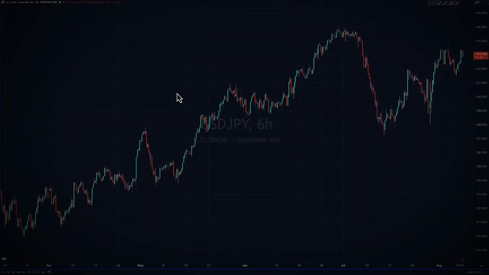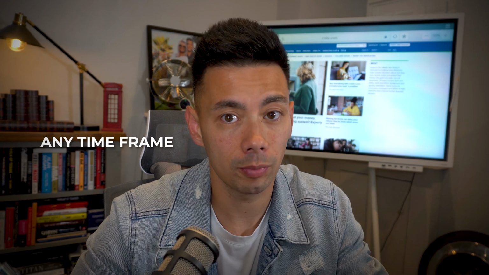So let's jump over to the charts here. And what we've got is a dollar-yen chart on the 6-hour chart. Now this actually works on any time frame. So please don't worry if you day trade the markets, or if you're even longer term than this, that's absolutely fine. The principles I'm about to show you now work on absolutely any time frame.